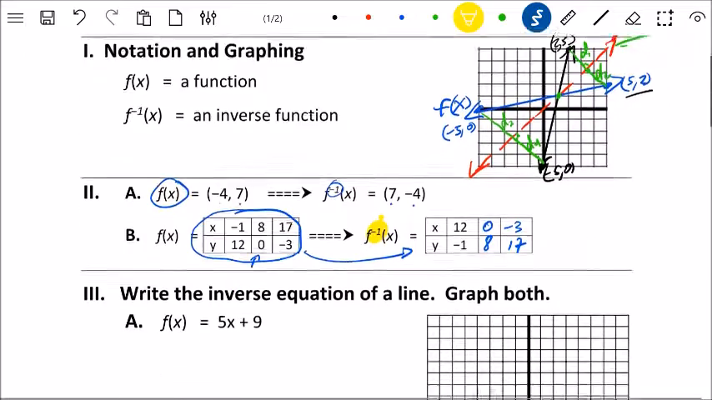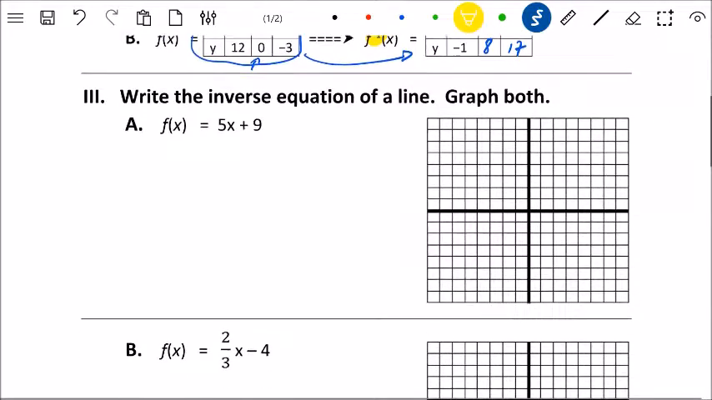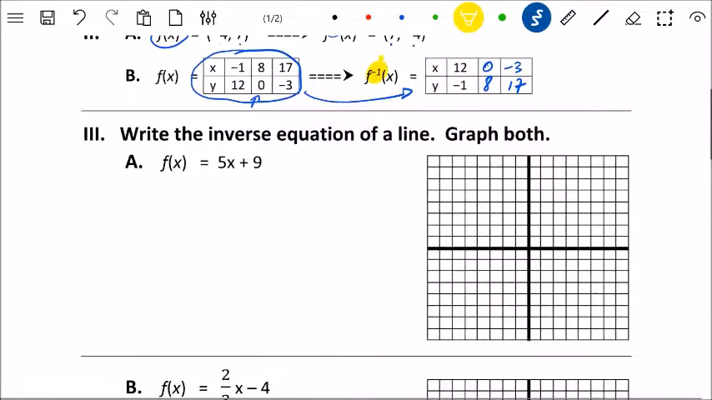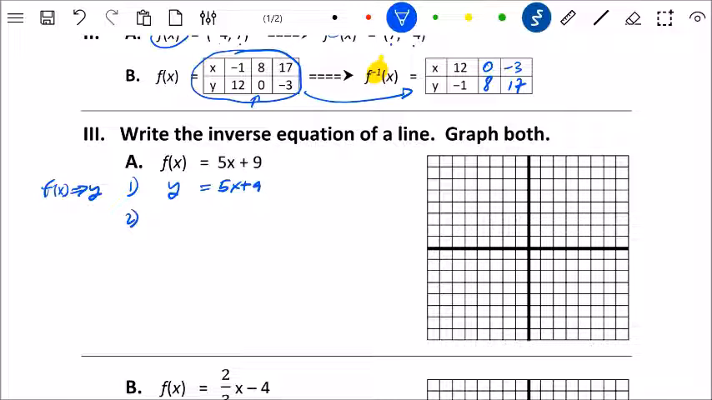Now, here is the skill that you need to master with making the inverse of y, and we'll start with this one. I'm going to show you the steps to do this, and they're simple to do, and you just want to memorize them. The first thing is f of x becomes y. So f of x becomes y.